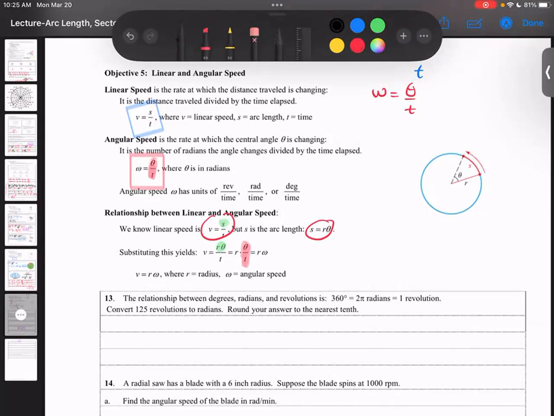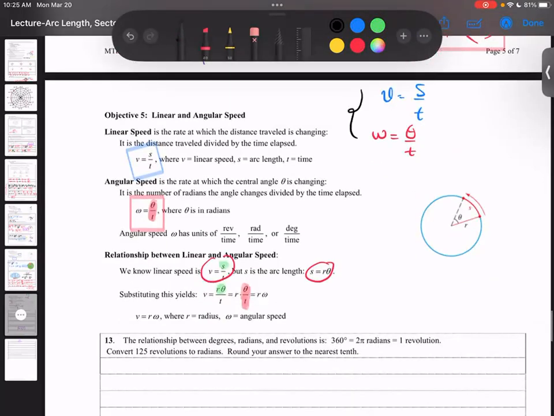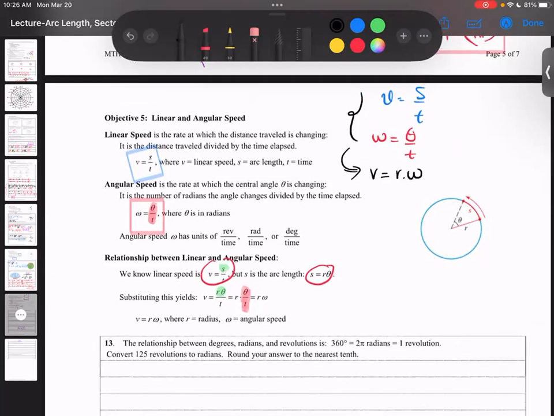So from the two, I can come up with another formula, which is V equals R times omega, another formula for linear speed. And when do I use this formula? The V in black is not the same V as above. V in black is the association between the linear speed and the angular speed.